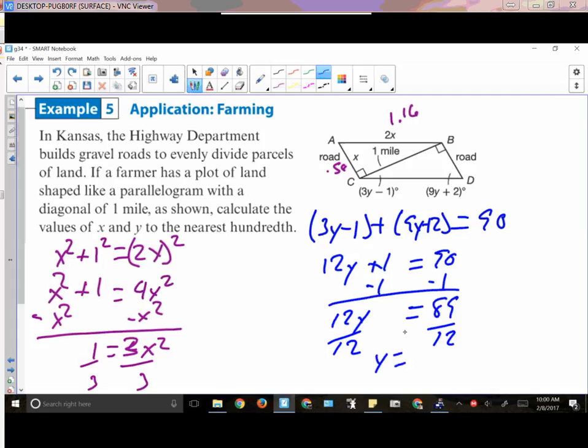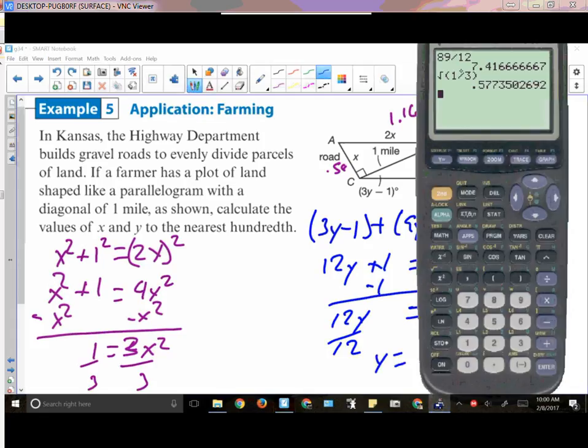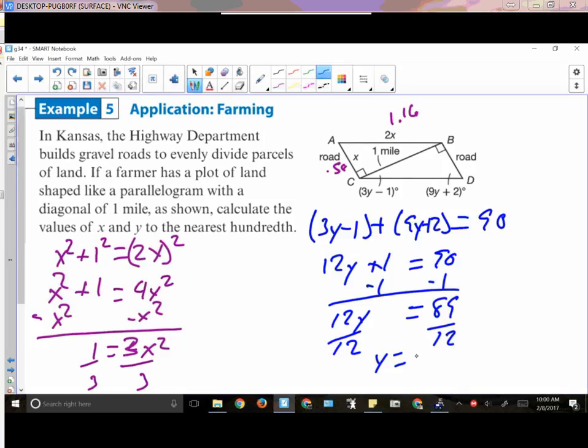Y is equal to, hey, you got to do to the nearest hundredths again. Grab a calculator. It looks like 7.42. So y is equal to 7.42. That's it.